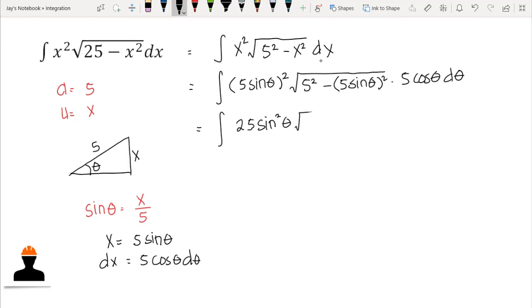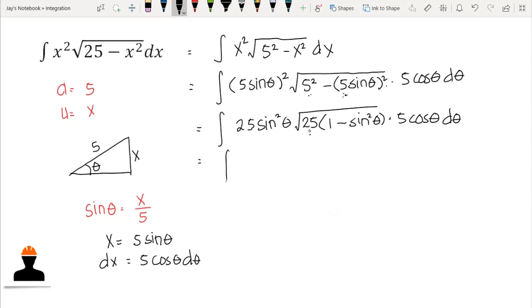Okay, that's our dx. So we have the integration of 25 sine squared theta, correct? And in this case, we can factor out 5 squared here. Now take note, this is 25 and this is also 25, so we can take out 25. Then the remaining would be 1 minus sine squared theta, correct? Since this one is 25 since we have squared, so this would become 25, and this one is also 25, so we can factor 25 out. Then we copy 5 cosine theta d theta.